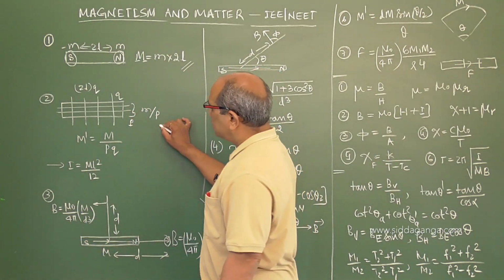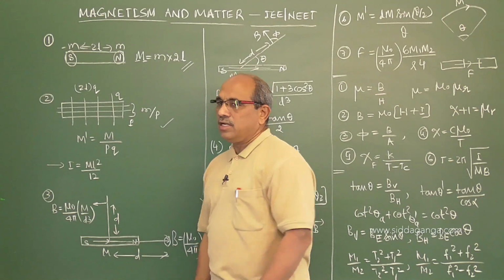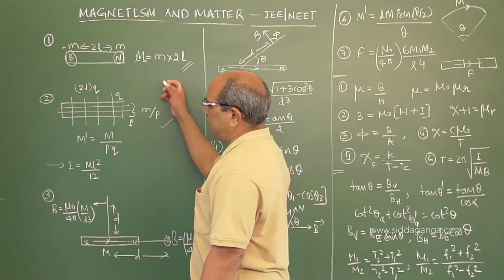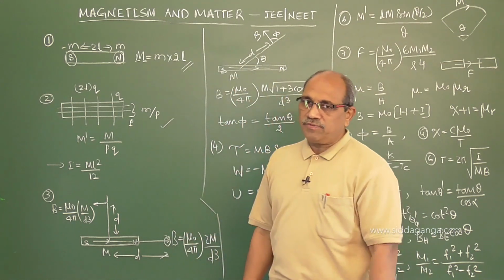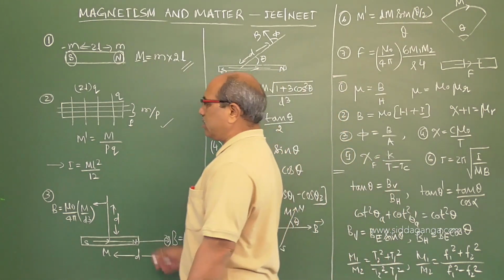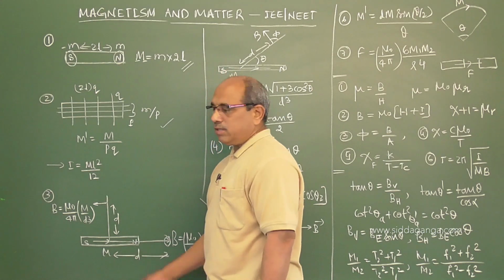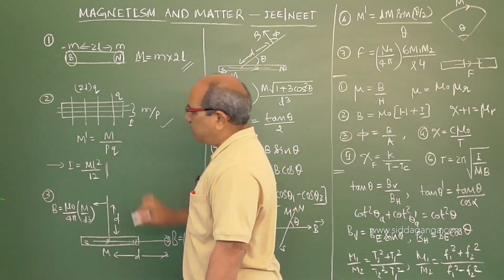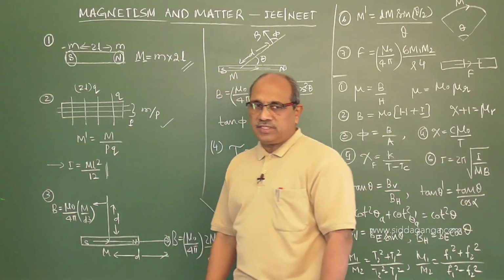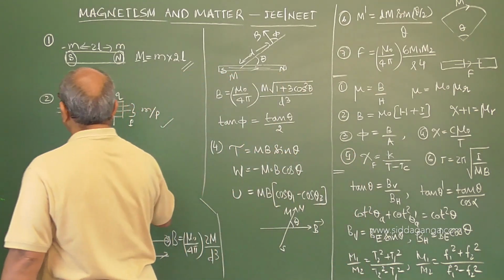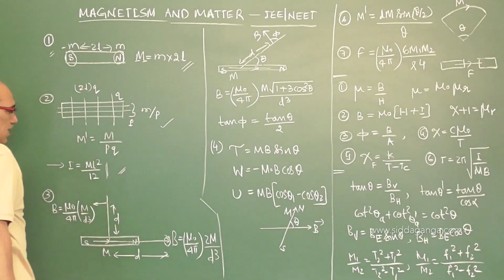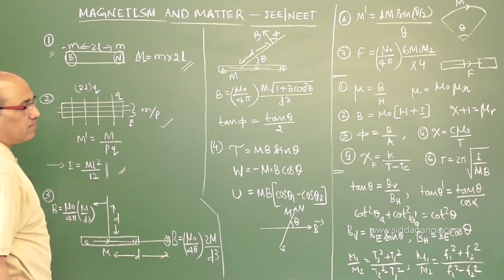And sometimes moment of inertia in the case of a bar magnet: usually the breadth and height of the magnet we consider negligible compared to its length, and most of the time we consider the relation for moment of inertia as mL square by 12. This is one concept you have to know regarding the magnetism of a bar magnet.